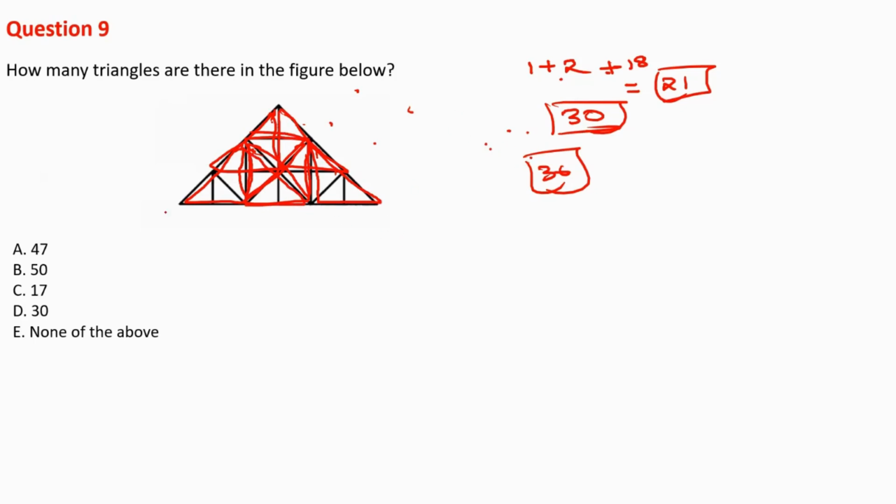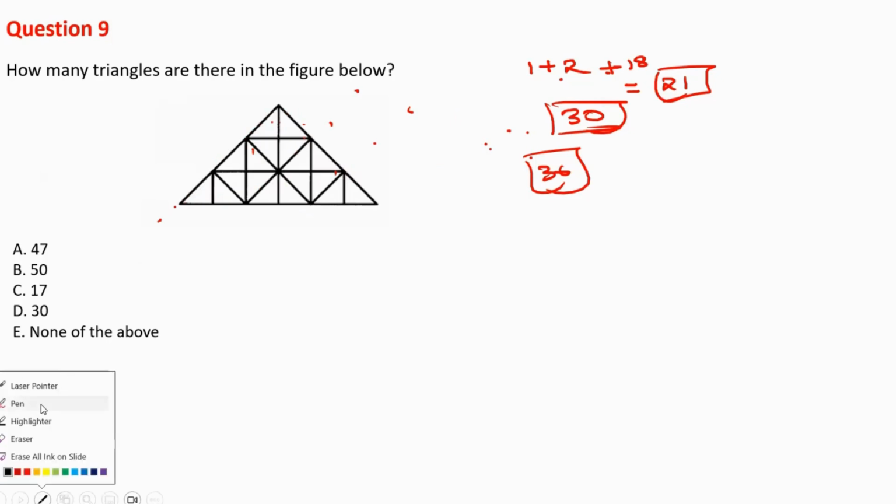So I hope we have covered all of them. We don't have any more. We have taken individuals, we have taken 2, 2, we have combined 3, 3, we have taken the whole figure. So 47, option A, 47, that's our answer.